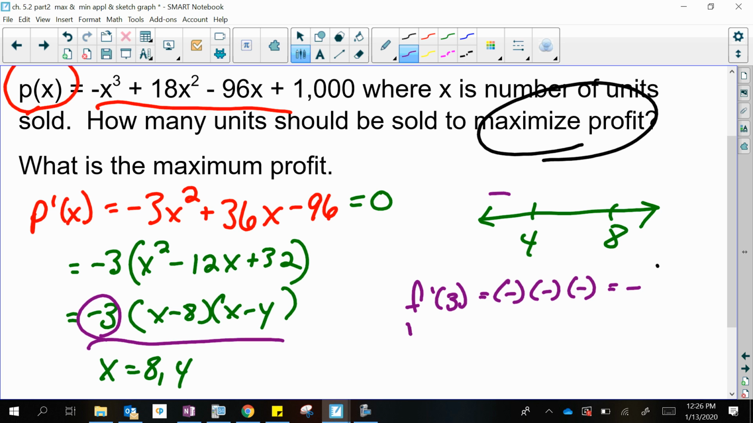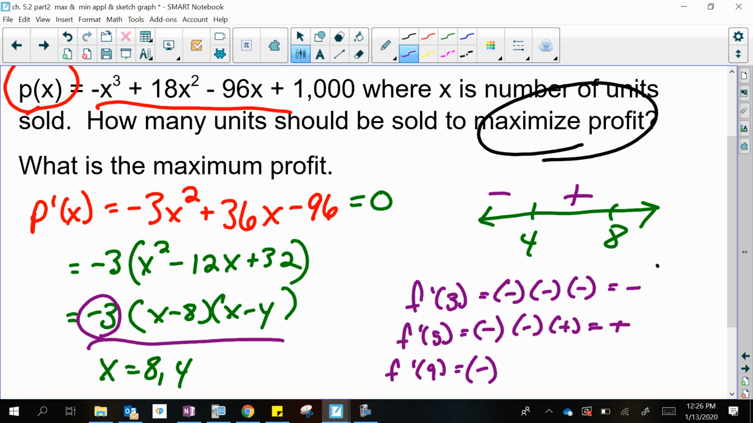I can choose 5 for the next interval. I've got a negative 3, so that's going to be negative. 5 minus 8 is going to be negative. But 5 minus 4 is going to be positive. So I'm increasing. Everybody with me? I can choose 9 for the next one. So again, I've got the negative 3, I've got a negative. 9 minus 8 gives me a positive, and 9 minus 4 gives me a positive. So this is negative.